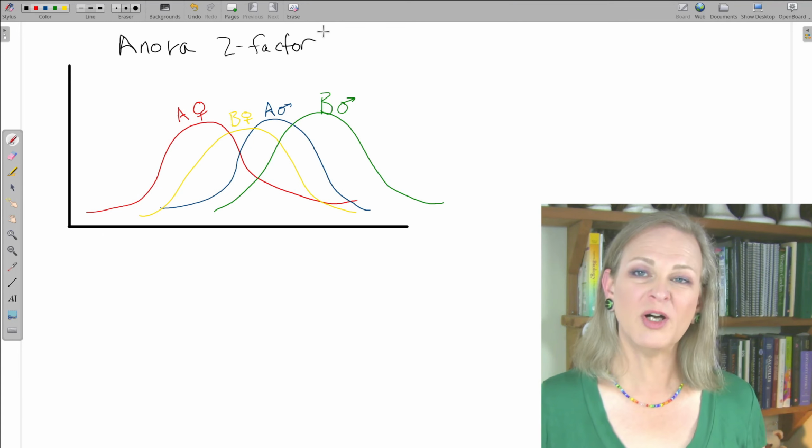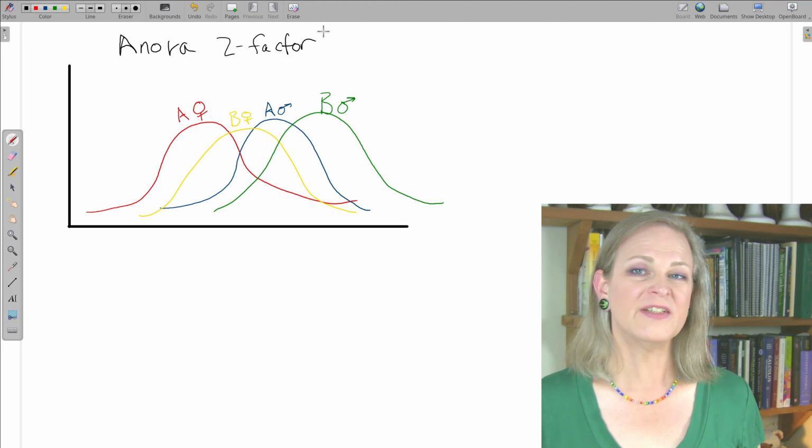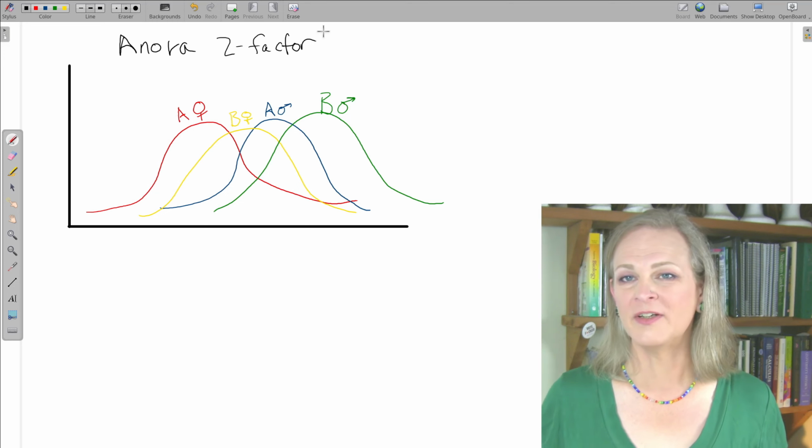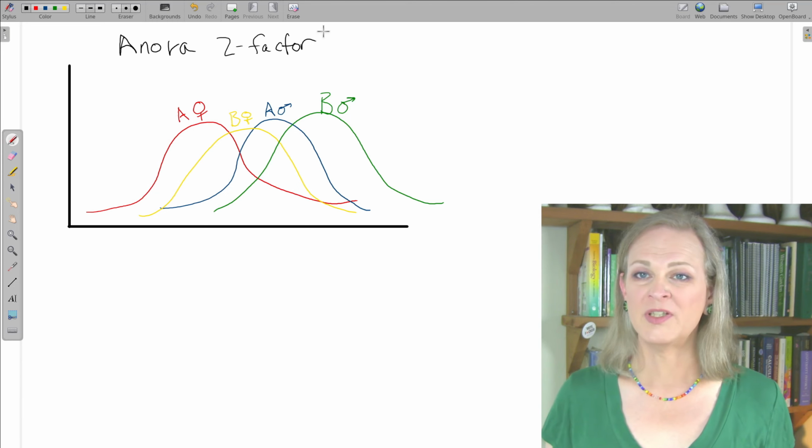However, there's a small problem with that. Every time we do a t-test, there's a margin for error. We run the risk that we could get a false positive every time we do a t-test.